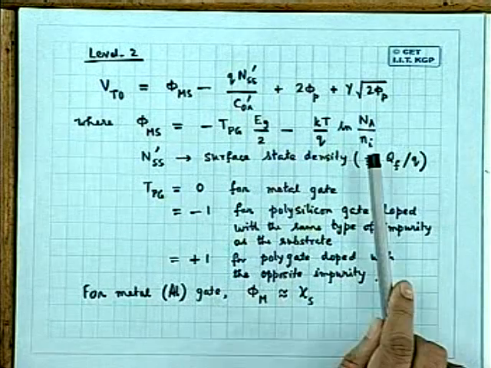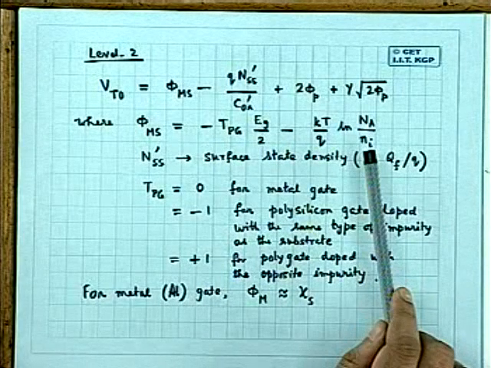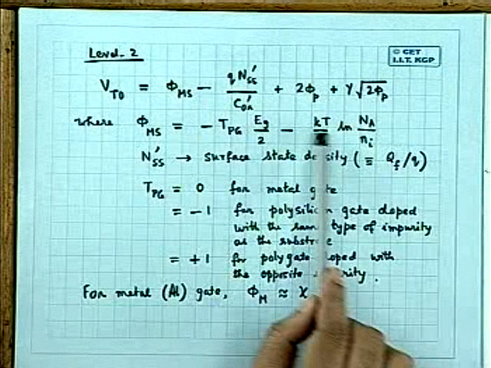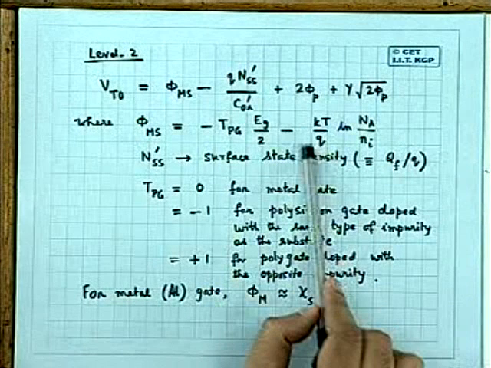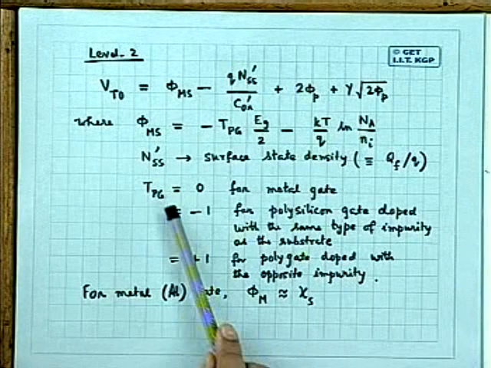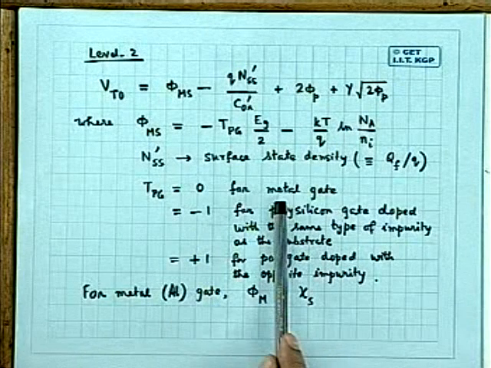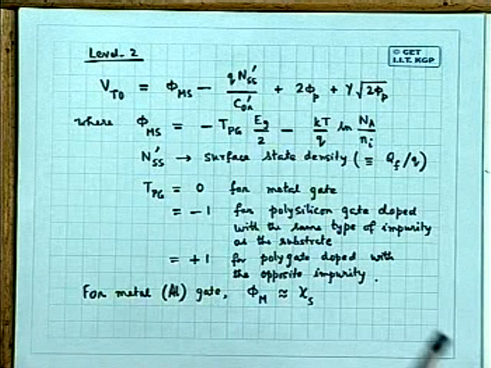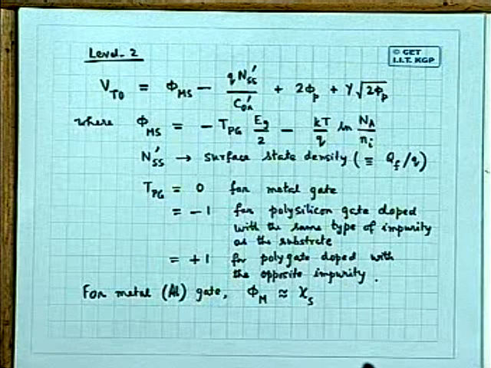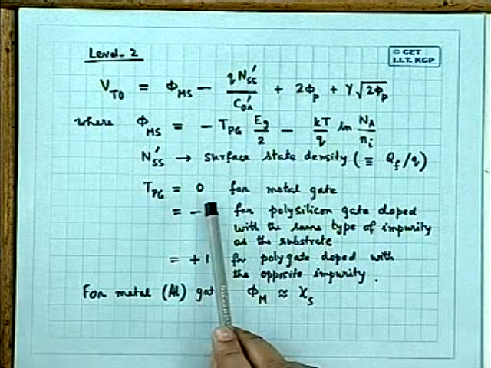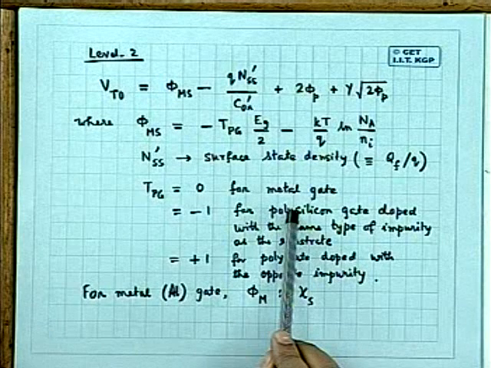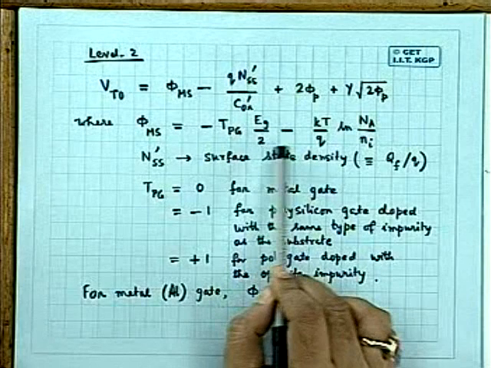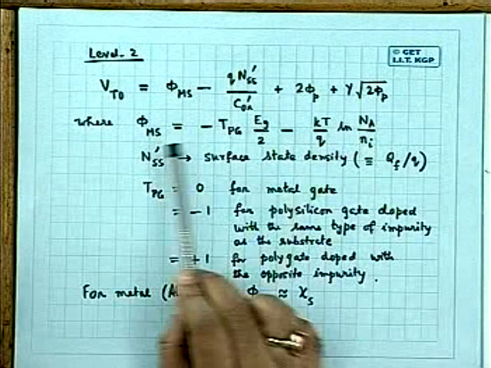I will request you to verify it. TPG is 0 for metal gate, that means then this term is absent, and phi ms is simply given by this equation. Otherwise, for NMOS with p-type silicon substrate, if the polysilicon gate is a p plus polysilicon gate, you have to write plus Eg by 2 minus this to get phi ms.